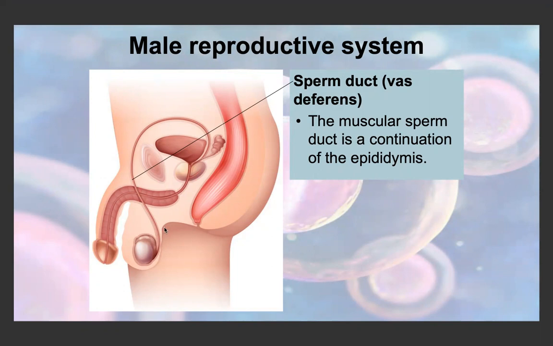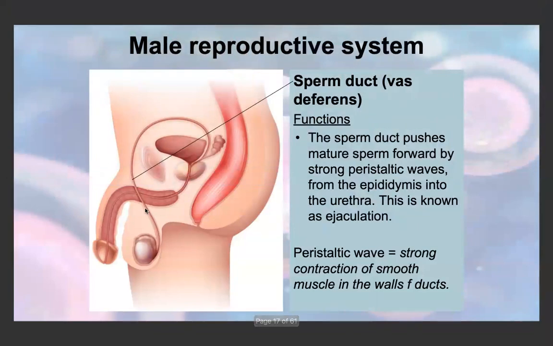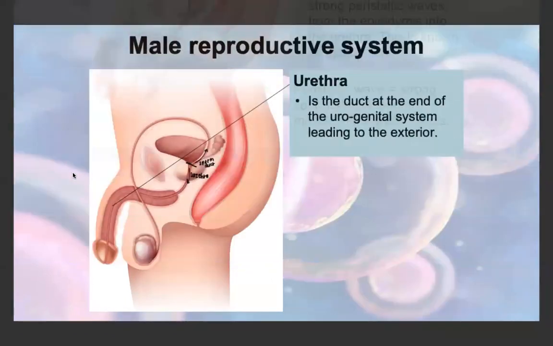The sperm duct is a muscular tube, which is a continuation of the epididymis. It pushes the mature sperm forward along the tube due to strong peristaltic waves from the epididymis to the urethra and then out, and this is called ejaculation. So a peristaltic wave is a strong contraction of the smooth muscles in the walls of the ducts. So as the muscles contract, the sperm is pushed along and towards the urethra and then to the exterior.